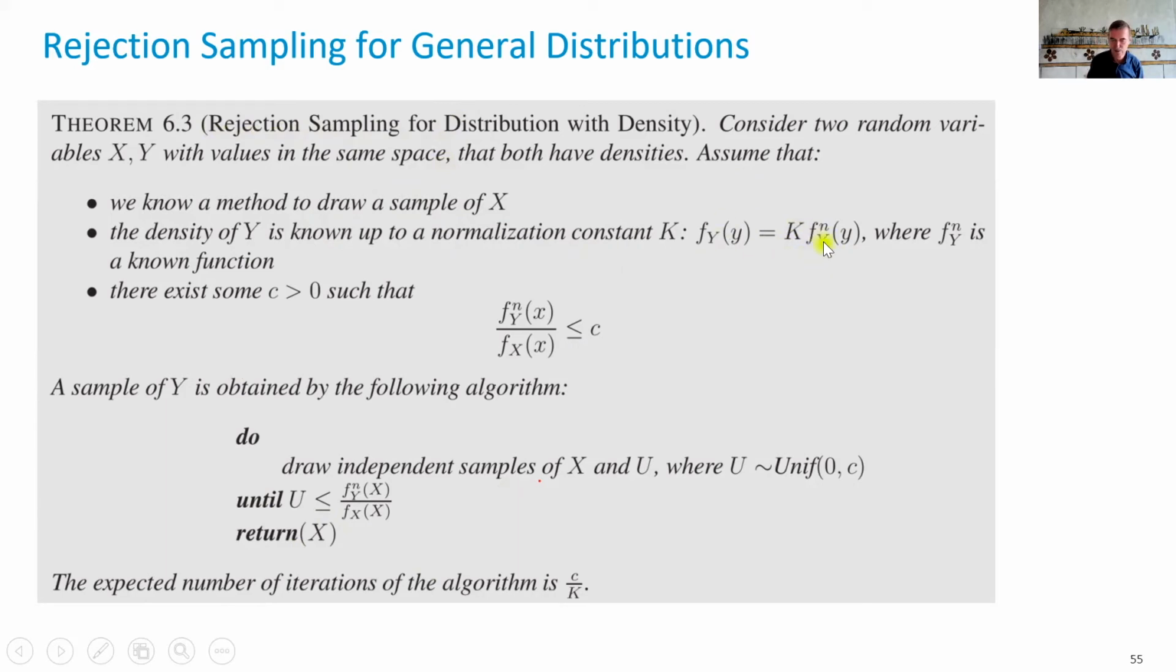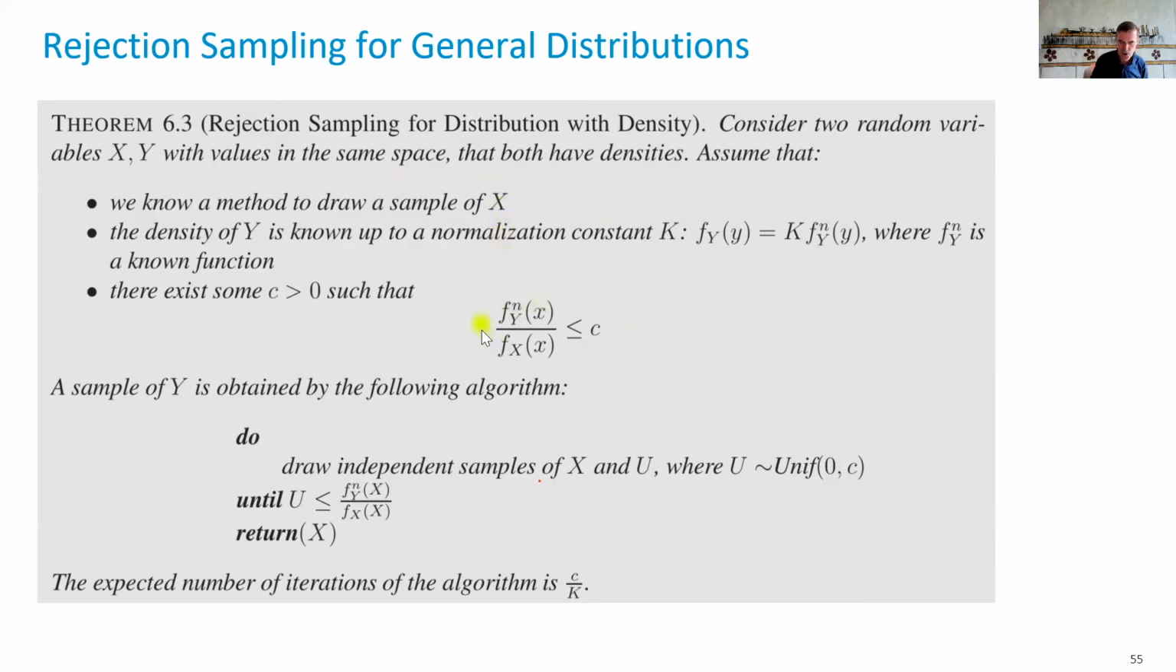So I call f superscript n the non-normalized function. So we have a function and we want to draw from a distribution, so this function has to be non-negative, such that the PDF would be proportional to the function here. And for this, I assume that I have another distribution from which I can sample. For example, in the case we had before, uniform between -10 and 10. So assume I know how to draw a sample from a random variable x.